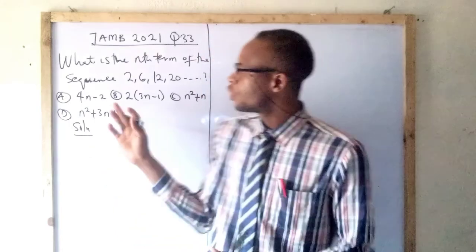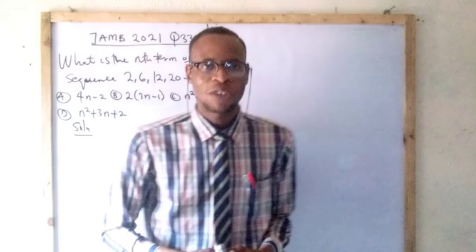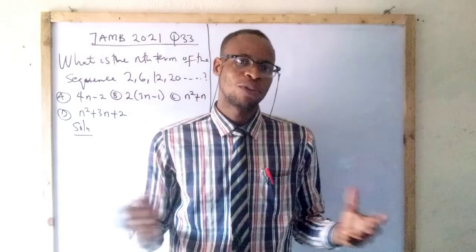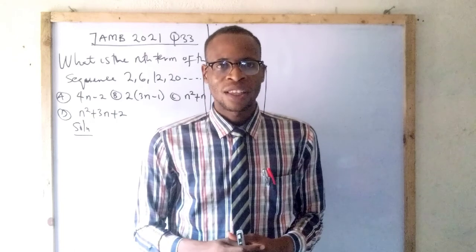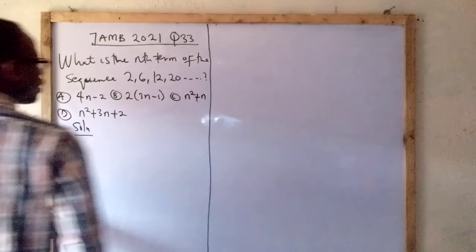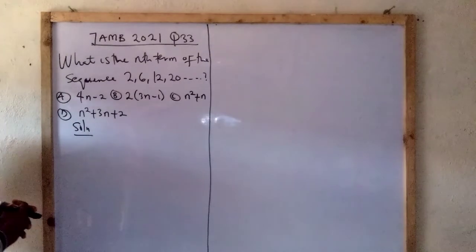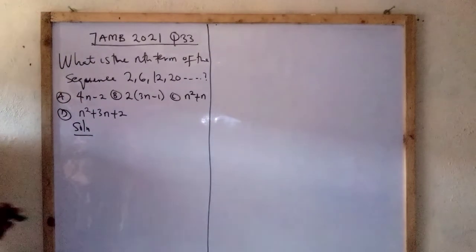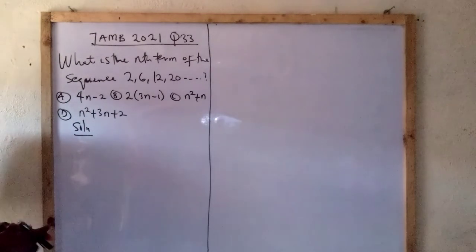This is a common question in most exams, especially JAMB, NECO, WAEC, GCE, or any exam you can think of. Now let's get started with this. The question says, what is the nth term of the sequence 2, 6, 12, 20? Like I said, this has no common difference.